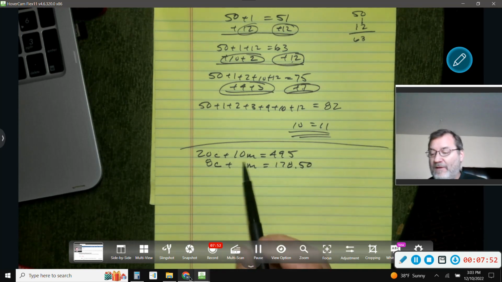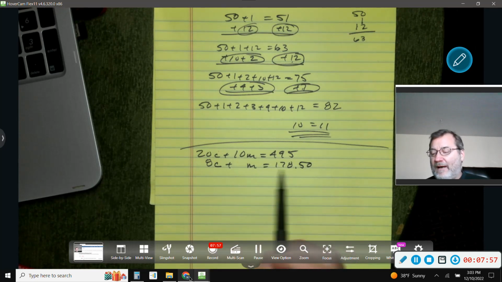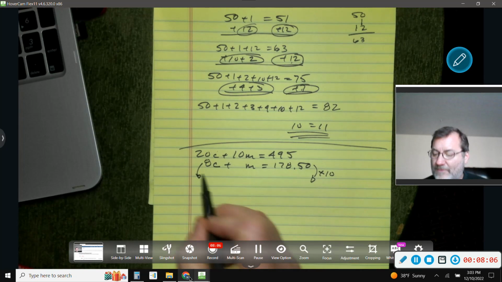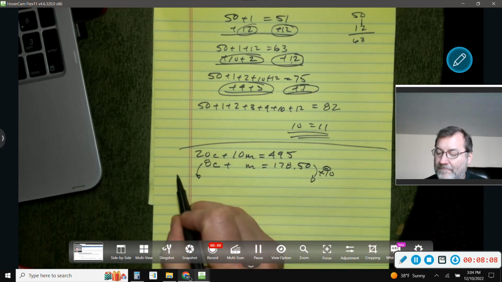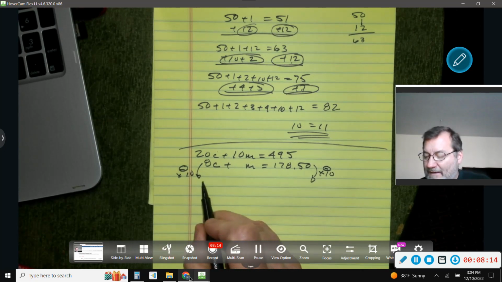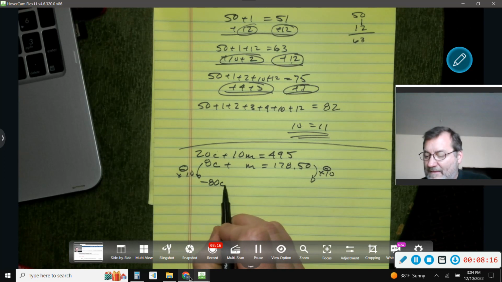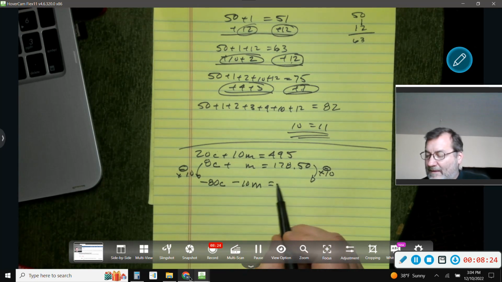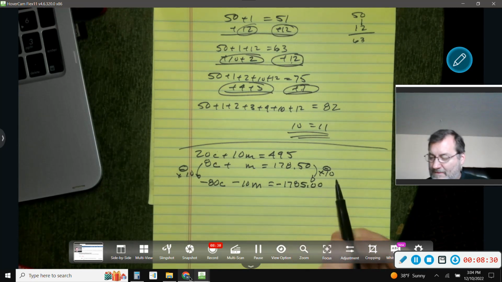So what I'm going to do is I like to get rid of this 10M right here. I can multiply the bottom one by a negative 10 and then just do a quick addition. So if I take this and I simply multiply it by negative 10 on each side. If I multiply this side by negative 10, I get a negative 80C, I'll get a negative 10M, and I'll get a negative 1785.0. All right, you can check my math there.